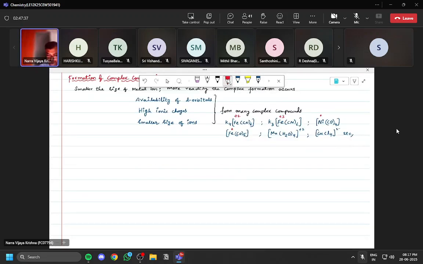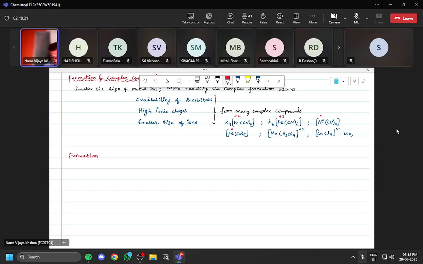Next heading: formation of interstitial compounds. What are interstitial compounds? In metal crystal defects, when metals are arranged regularly, there will be some gaps. If smaller species occupy those gaps, then they are called interstitial compounds. If metal ions occupy gaps, we call them metalloids. They have fractional formulas like Fe0.93O. We also call them non-stoichiometric compounds.